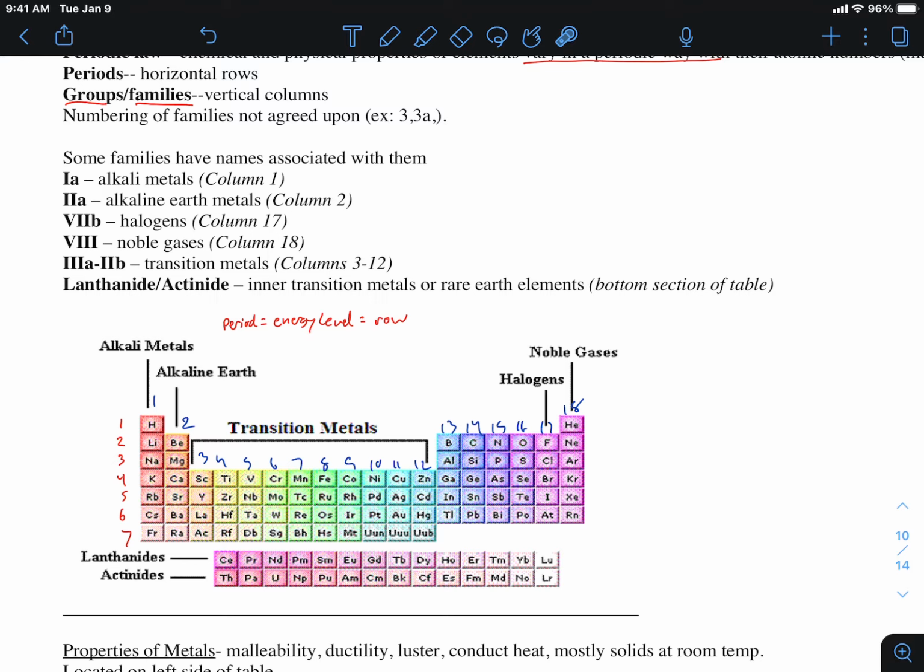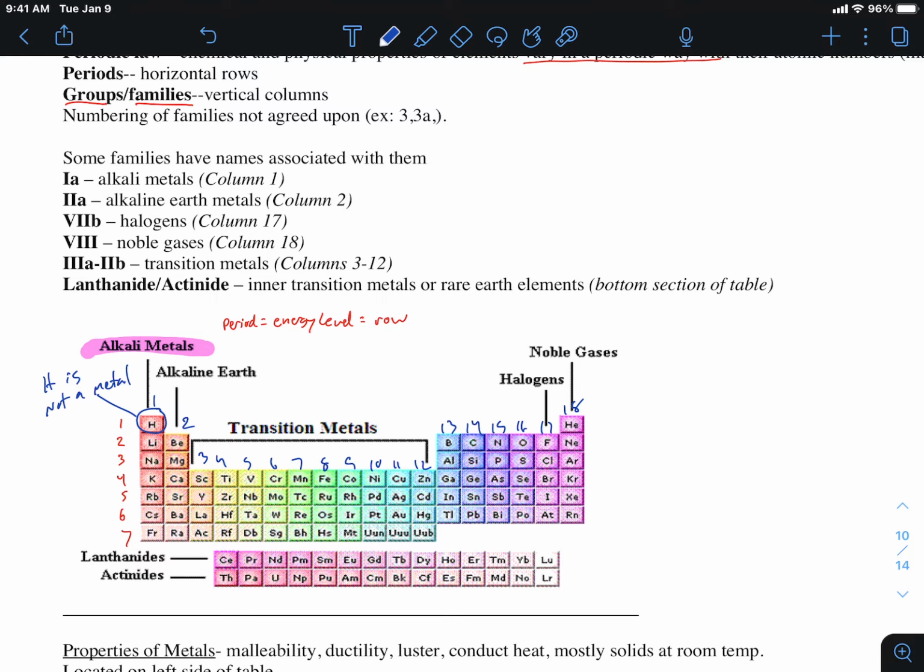There are 4 families, 4 columns that you will need to know the names of, and they are here. The first column is called the alkali metals. While I say that's my first column, I'm going to point out that hydrogen is not a metal, so we kind of ignore hydrogen. We don't call that part of the alkali metals, but everything below that, lithium, sodium, potassium, rubidium, cesium, francium, those are all alkali metals.